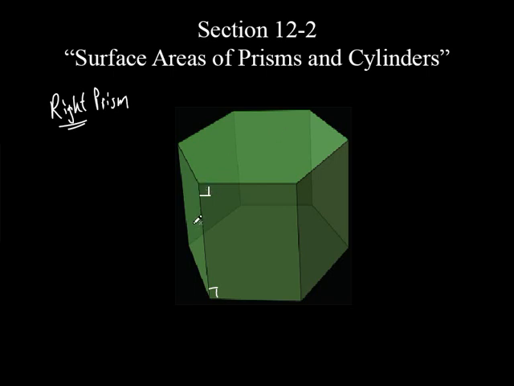So these are, I know you guys love to say straight up and down. That's kind of what you can think of right here. These sides are perfectly straight up and down with the bottom. They're perpendicular to the bases. So we call this a right prism.